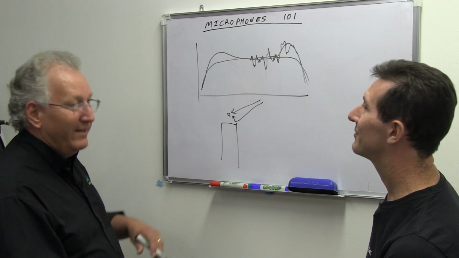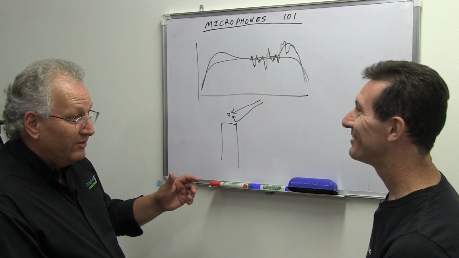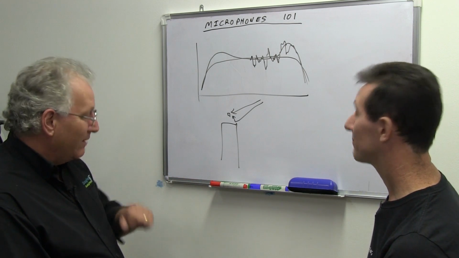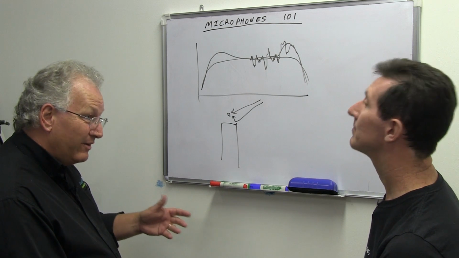I'm bowing out of that particular argument. Directional characteristics have a whole lot to do with it. We'll come to that one. Okay. Overload characteristics and linearity. Yep.